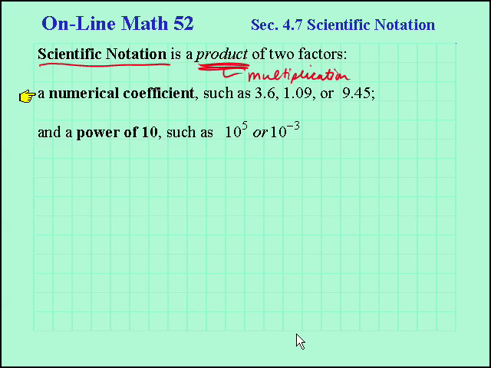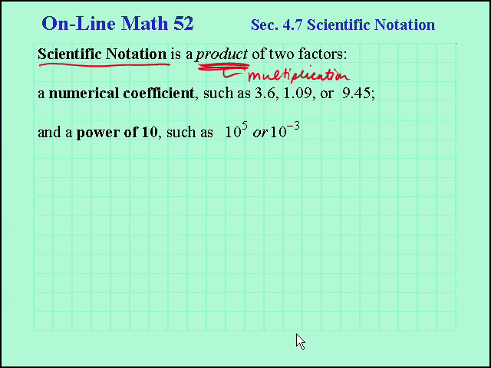Here's the first factor: a numerical coefficient such as 3.6, 1.09, or 9.45. These are possible coefficients, and of course there are many, many others. That's one of the factors. The other is a power of 10, such as 10 to the 5th or 10 to the negative 3. This power of 10 could have a positive exponent if it's a large number, or a negative exponent if it's a small number.